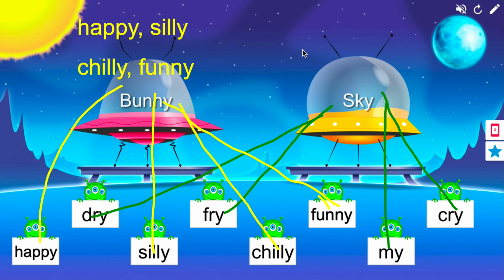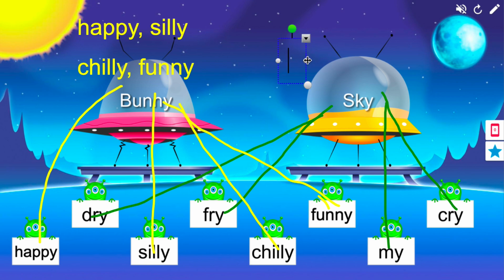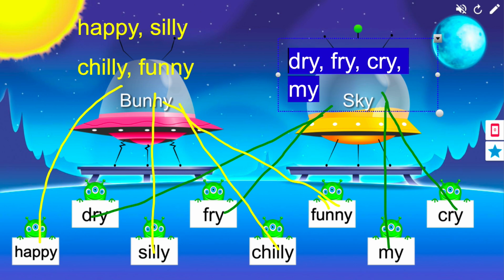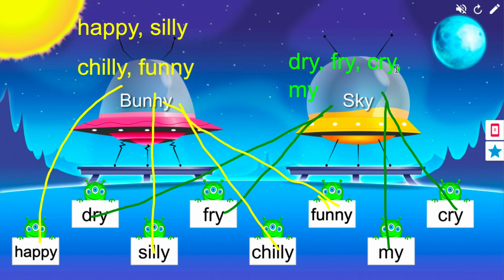Now, for sky, you should have dry, fry, cry, and my. So write those down on a piece of paper or on your whiteboard. Give you a few minutes to do that.